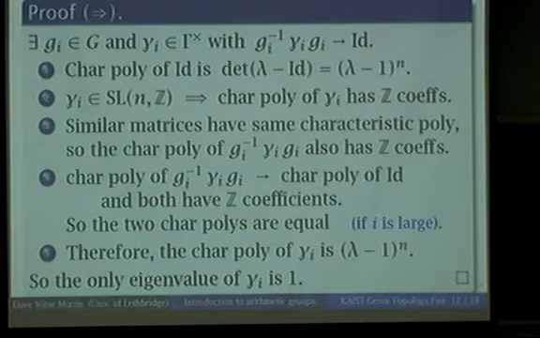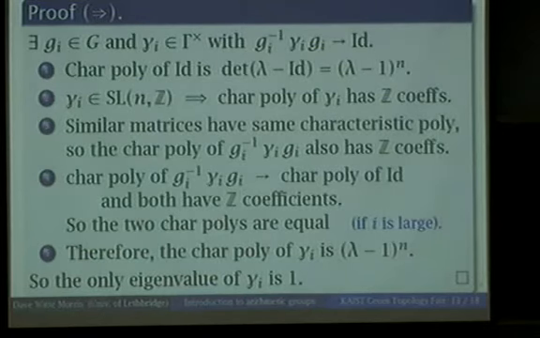But let me prove the converse. So this statement was for when G mod gamma was not compact. We've done one half: we proved that if G mod gamma is not compact, then there are unipotent elements. I want to prove the converse. I want to prove that if there are unipotent elements, then G mod gamma is not compact.